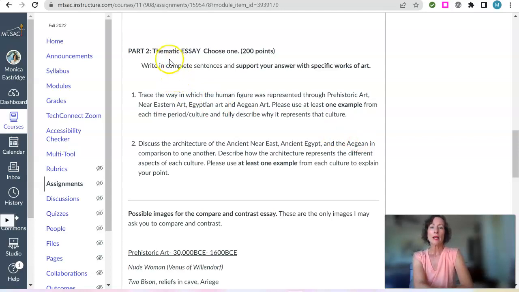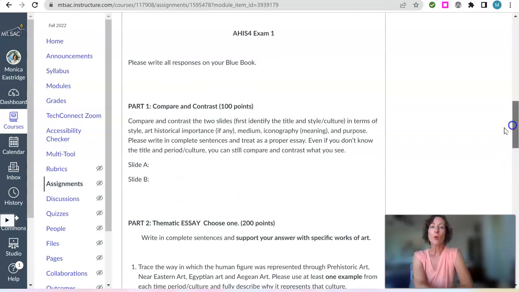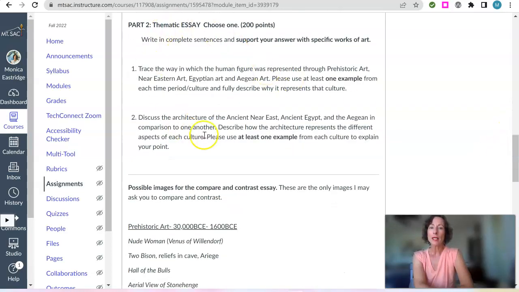So I hope you can see that I have two, but it is a choose one essay. So look at both of them, see which one seems more fun for you to talk about, write about, and then choose one. So you'll be writing one compare and contrast essay for about 20 minutes in class and one thematic essay for about 45 minutes in class. Read those over. We can talk about them a bit in class, and I can give you some jumping off points. I'm always going to ask you to support your answer with specific example artworks.